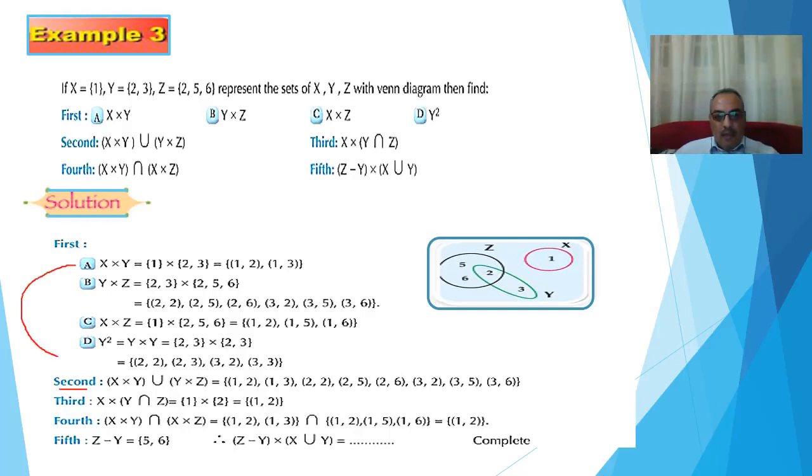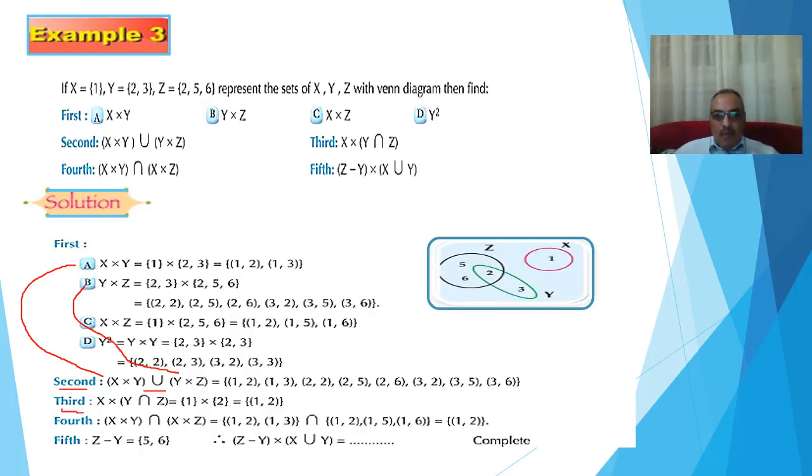We make X product Y and Y product Z. We need to find the union, I mean the union of all elements of the first together with the second. Order: (1, 2), (1, 3), (2, 2), (2, 5), and so on.